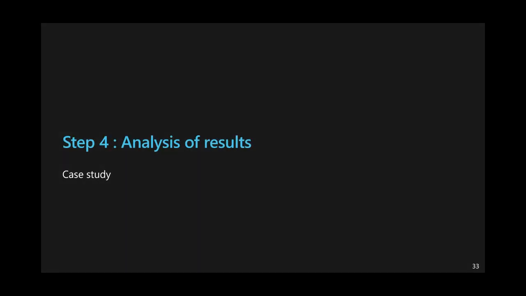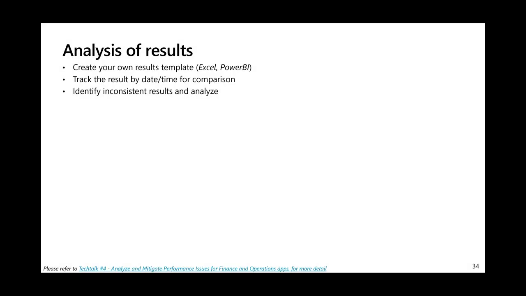And the last is the sample of the result for the analysis. Please research part 4 of the TED Talk in this series, analyze and mitigate the performance issue for F&O. There is great detail and guideline to explain how to start to analyze performance testing results and provide the recommendations, and how to mitigate the common performance issues. You should make your own testing report format as defined and agreed with the customer in the pending phase.